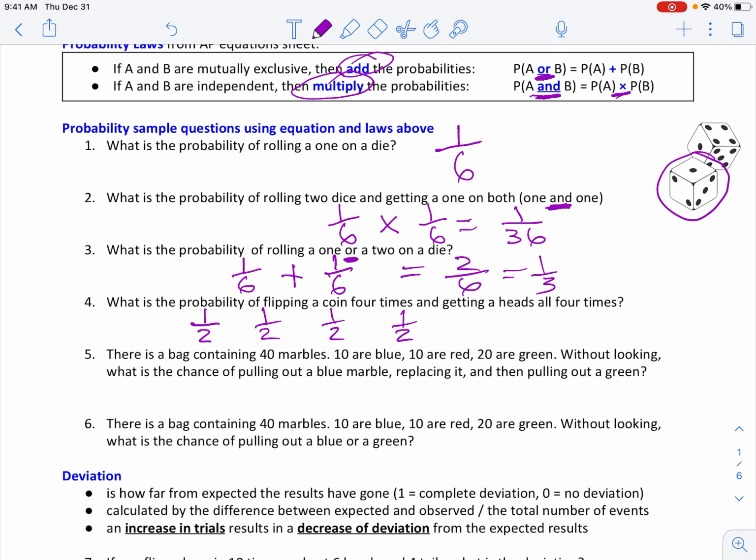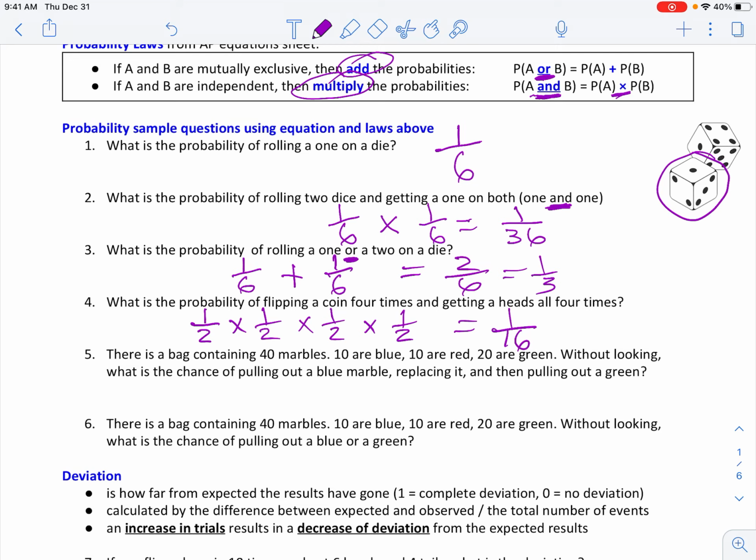And I'm doing this 4 times. I'm asking to get a heads and a heads and a heads and a heads. So that means I'm going to multiply them, because if it's an and statement, then we're going to multiply them together. So 1 times 1 times 1 times 1 is 1. 2 times 2 is 4, times 2 is 8, times 2 is 16.